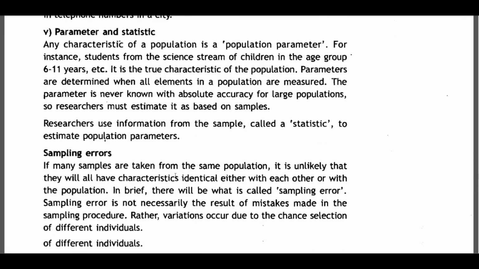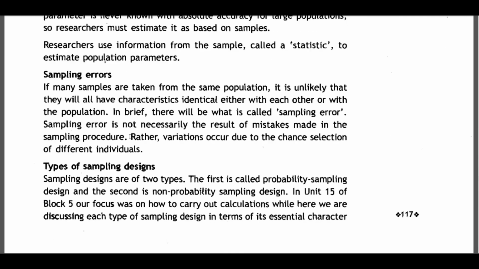Fifth is parameter and statistic. Any characteristic of a population is a population parameter, for instance, students from a science stream, or children in the age group of 6 to 11 years, etc. It is the true characteristic of the population. A parameter is defined as such when all the elements in a population are measured. The parameter is never known with absolute accuracy for large populations, so researchers must estimate it based on samples. Researchers use information from the sample, called a statistic, to estimate population parameters.